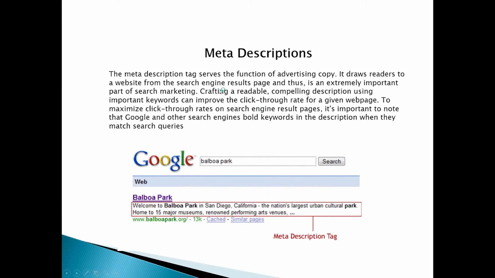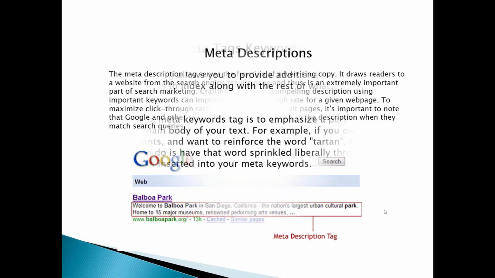Meta descriptions. The meta description tag serves the function of advertising copy. It draws readers to a website from the search engine results page and thus is an extremely important part of search marketing. Crafting a readable, compelling description using important keywords can improve the click-through rate on any given web page. To maximize click-through rates on search engine results pages, it's important to note that Google and other search engines bold keywords in that description when they match search queries. So here's your meta description here, and you'll notice Balboa Park, anything that was in the keywords is going to be bolded there, so it kind of shows them this is what it's about.